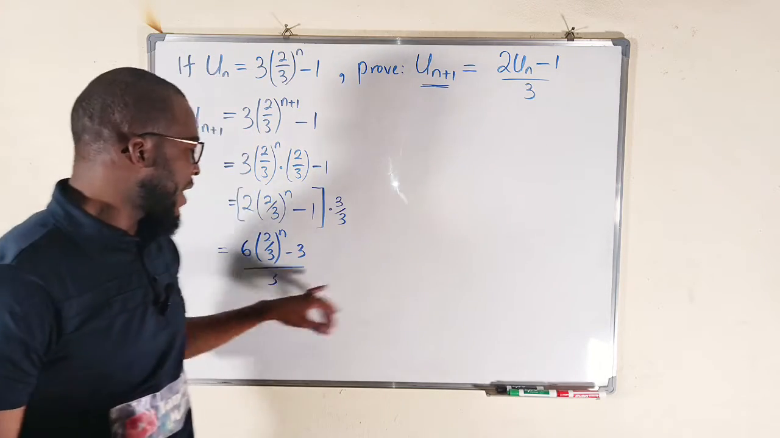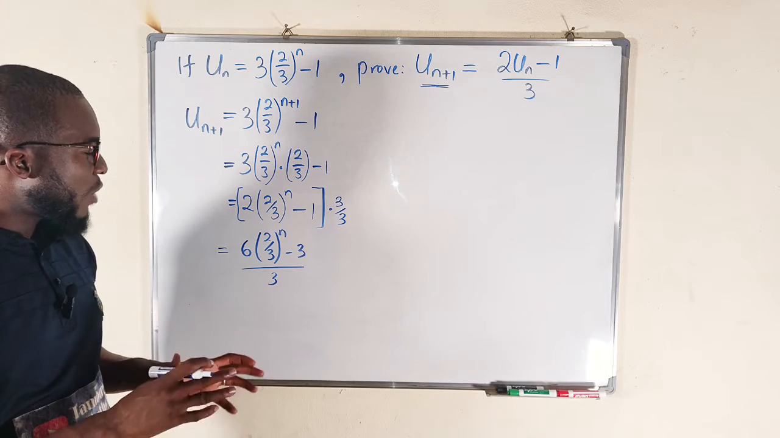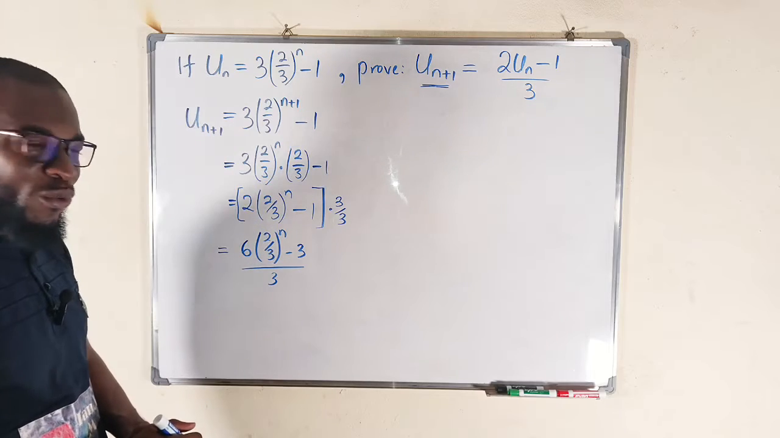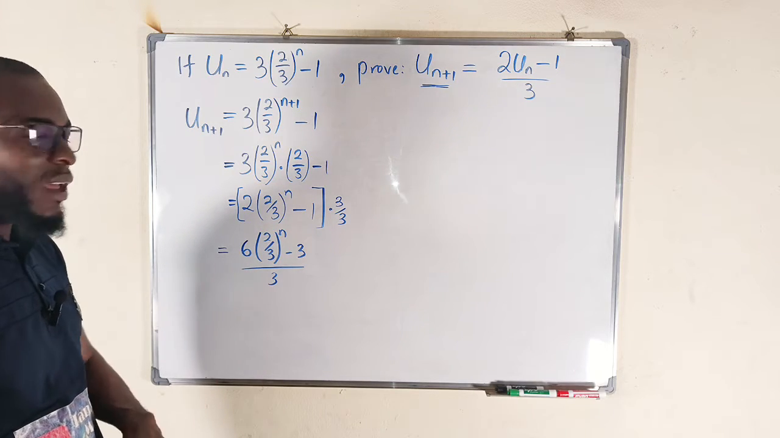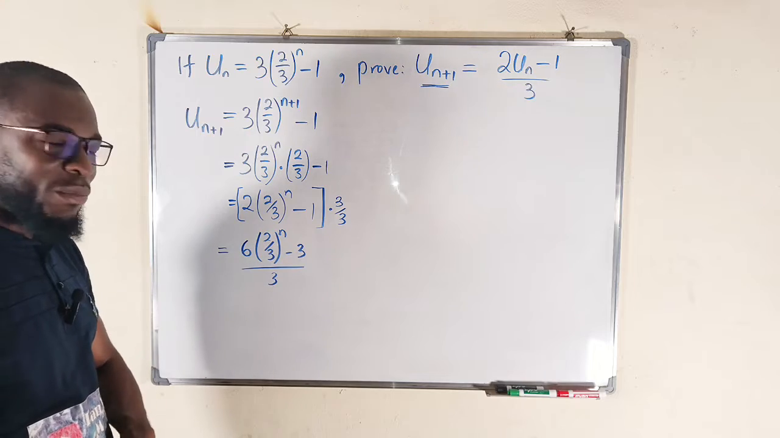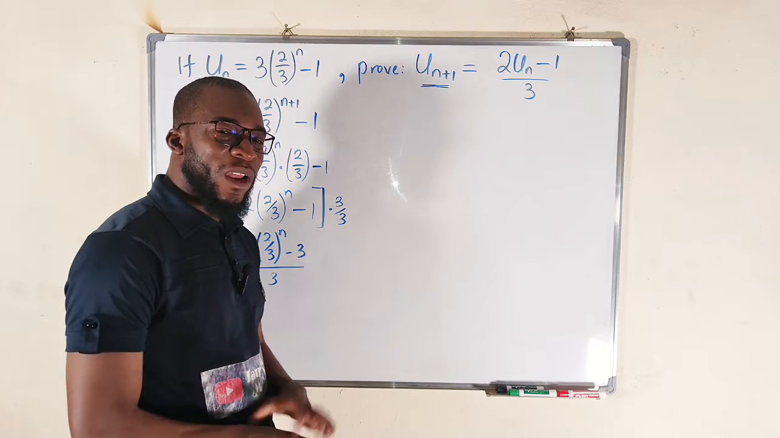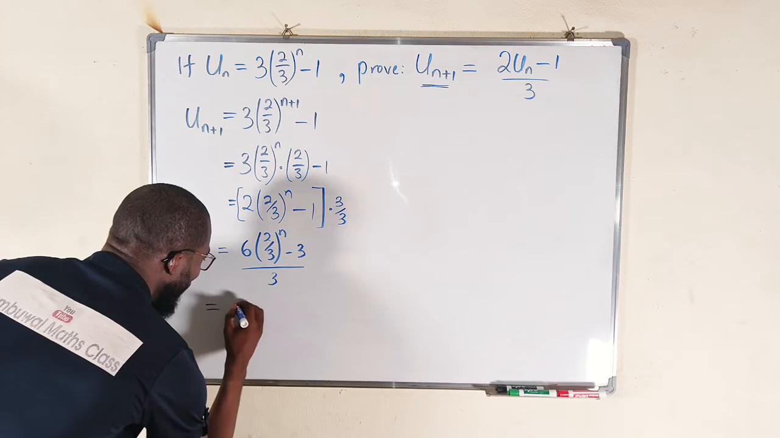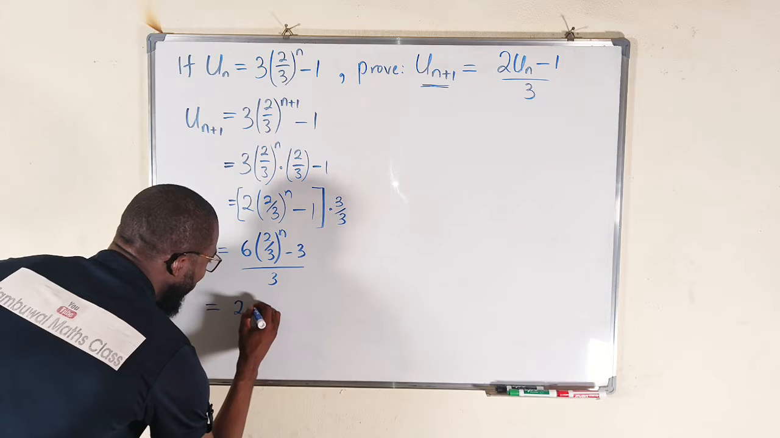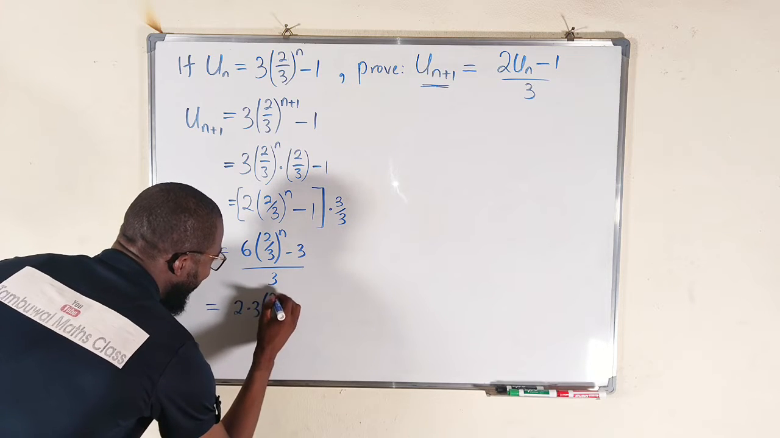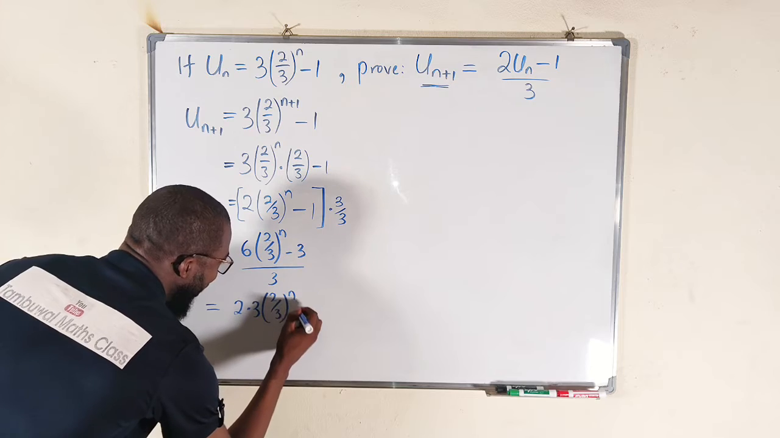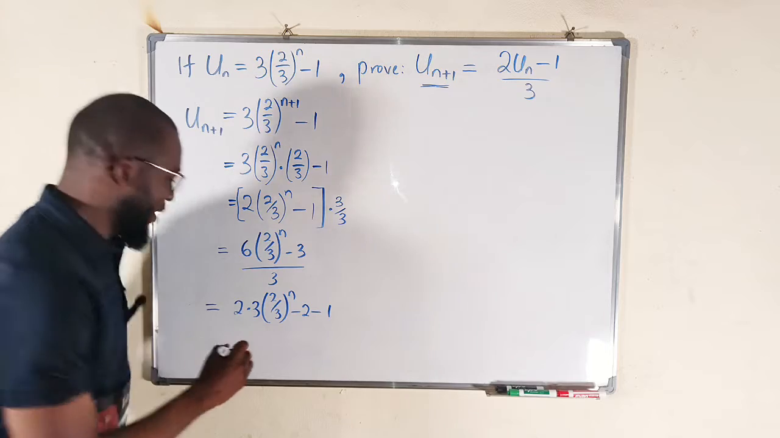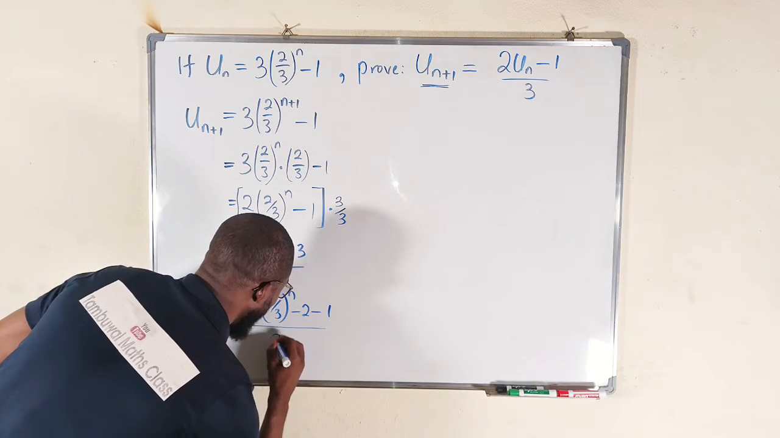So now our denominators are exactly the same. Then we want to arrive at 2 multiplied by (U_n minus 1). How can we do that? We know that 6 is the same thing as 2 times 3, and negative 3 can be written as negative 2, negative 1, which is negative 3. So I would like to write it as 2 multiplied by 3, then times (2/3) raised to the power of n minus 1, minus 2, minus 1. Logical. The whole of this divided by 3.